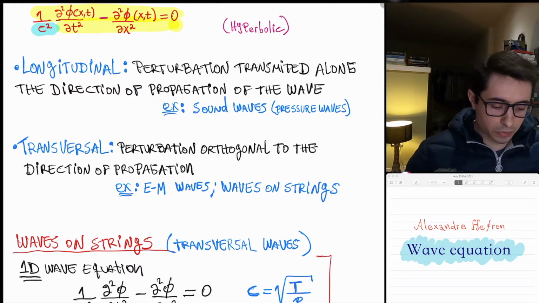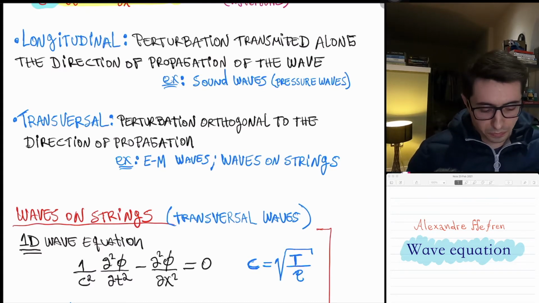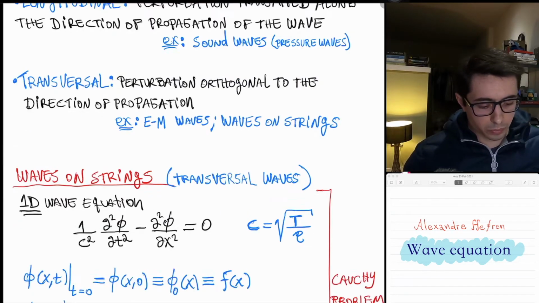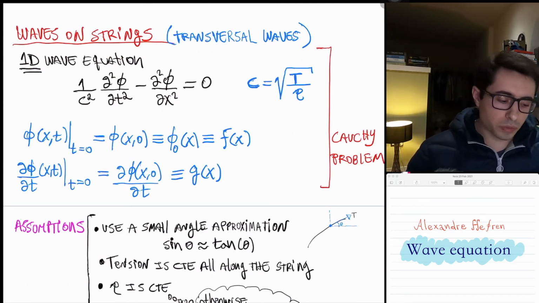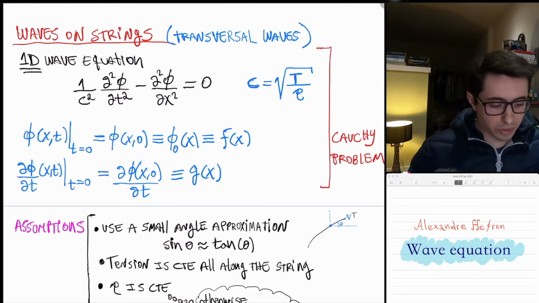In the case of transversal waves, the perturbation is orthogonal to the direction of propagation of the wave. That's the case, for example, of Maxwell's electromagnetism and waves on strings. And here we are talking about waves on strings. So, talking about waves on strings, which, as just mentioned, are transversal waves, we have here the one-dimensional wave equation.